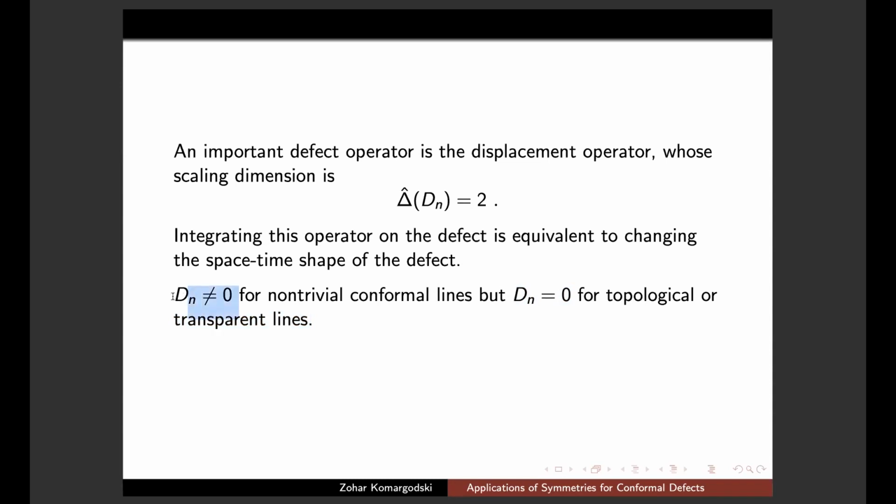So the displacement operator is a very nice gadget that allows you to decide if a line operator is trivial or non-trivial. You just have to ask if there is a non-trivial response to displacing the impurity. Okay, this finishes a little bit more of the introduction. Are there questions?